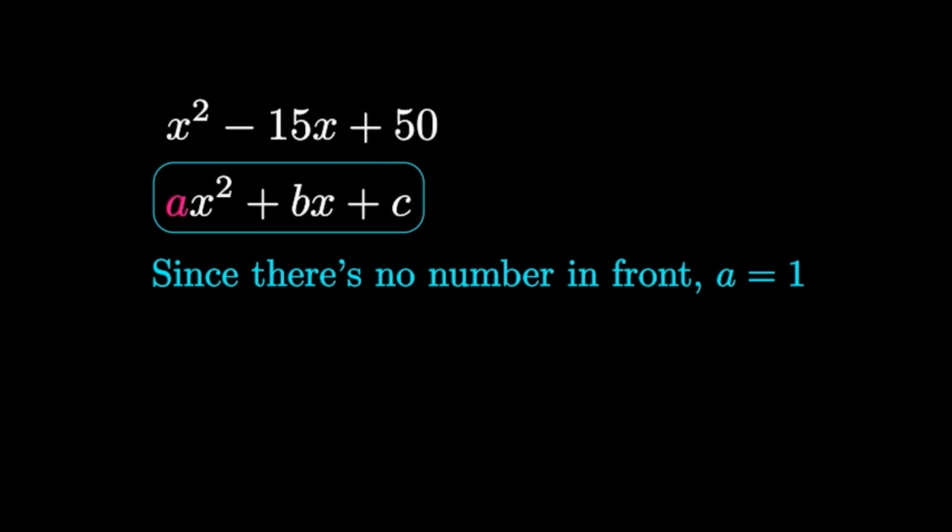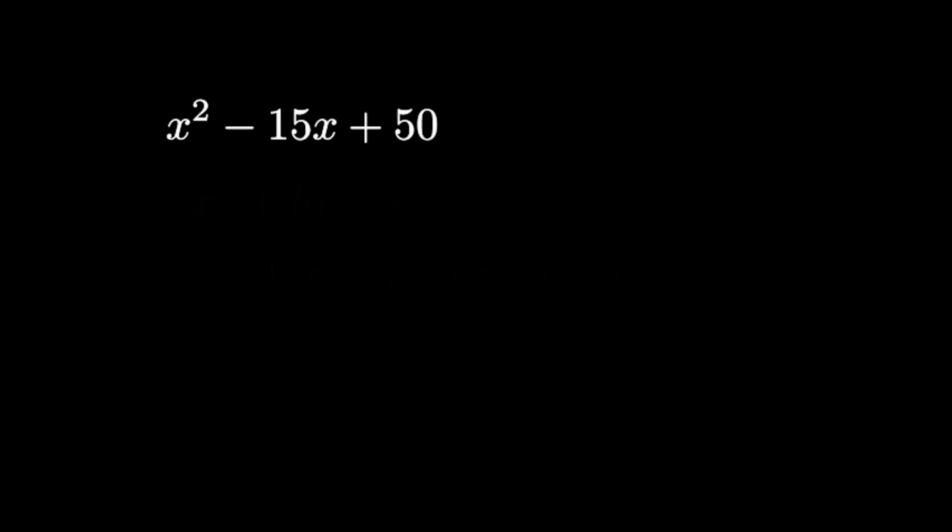Okay, so since a is equal to 1, there's no number in front of the x squared, we're going to open up two sets of parentheses. In those sets of parentheses, I'm going to put x and x because x times x is x squared. So after that, we're going to analyze 50.